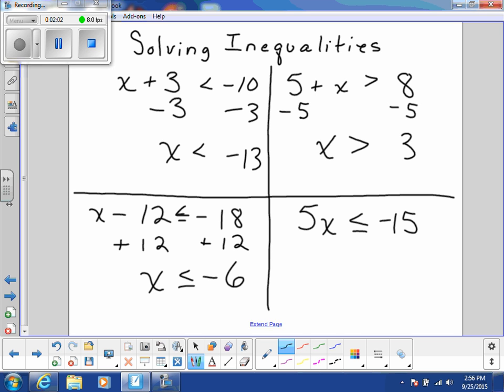Finally, we have an inequality statement where it's a one step, but this time the one step is to divide by the coefficient. x is less than or equal to negative 3. All of those inequalities I solved exactly the same way I would have solved if there had been equal signs in the middle instead of a less than or a greater than.